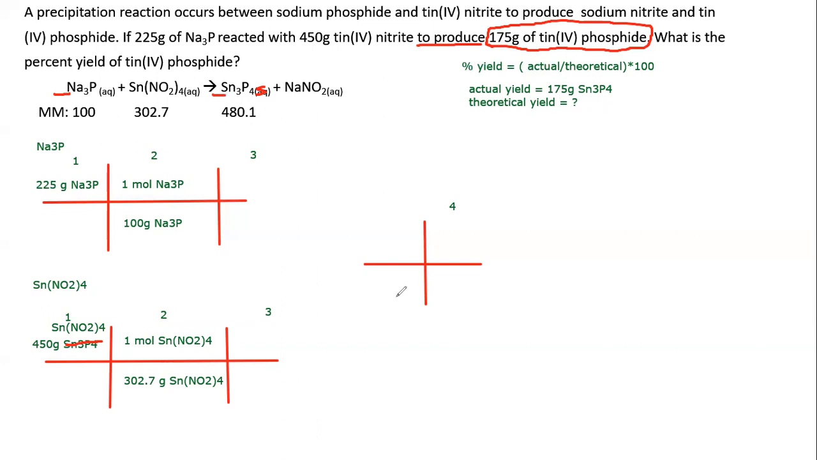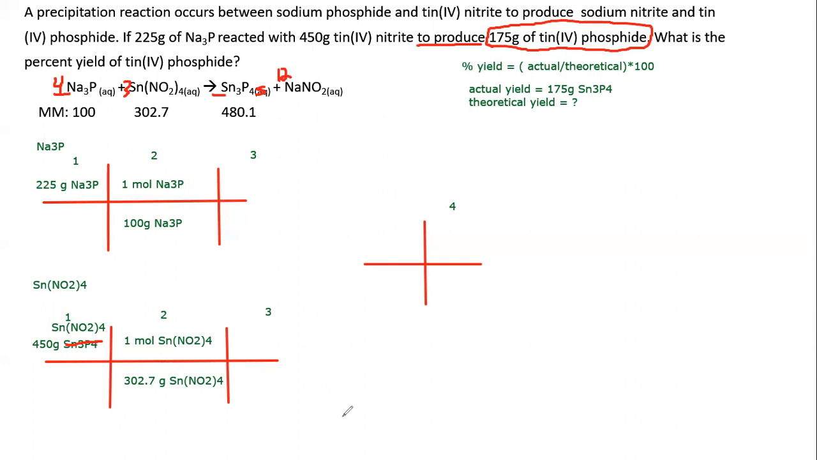One mole of sodium phosphide produces 1 mole of tin-4 phosphide. Now, I forgot to check, it wasn't balanced. So to balance it, we need a 4 there, a 3 here, and a 12 here. Now we have a balanced chemical equation. Always check. I almost made a mistake right there.